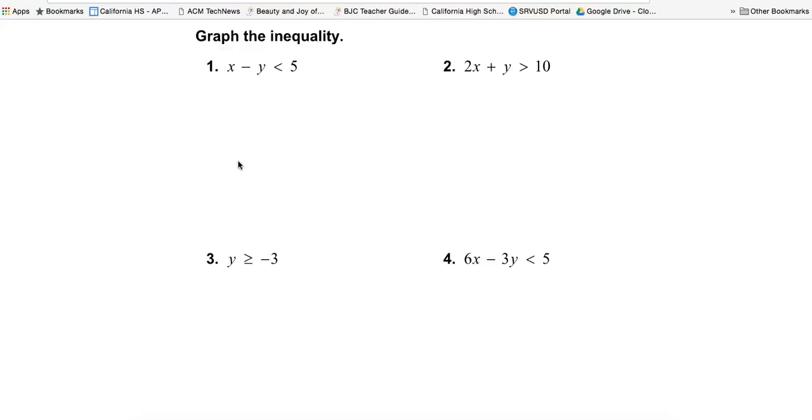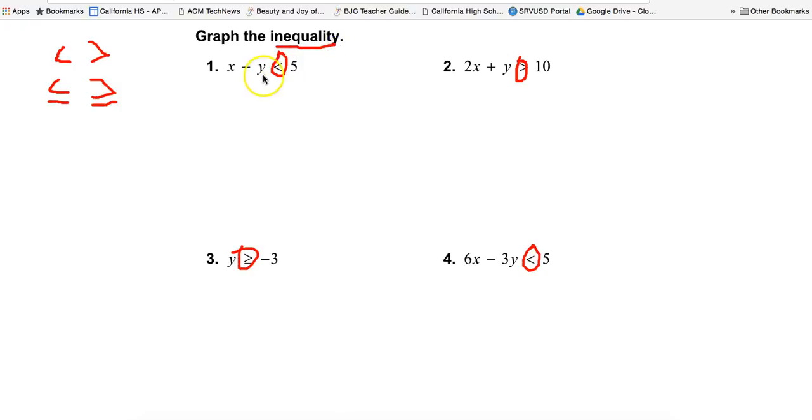Now, if you think about inequalities, inequalities are equations that have these symbols. Actually, they're not even equations. I take that back. Inequalities are expressions that have these symbols in them. So either less than or greater than, or less than or equal to, or greater than or equal to. Any expression that has one of these four symbols in it is an inequality.